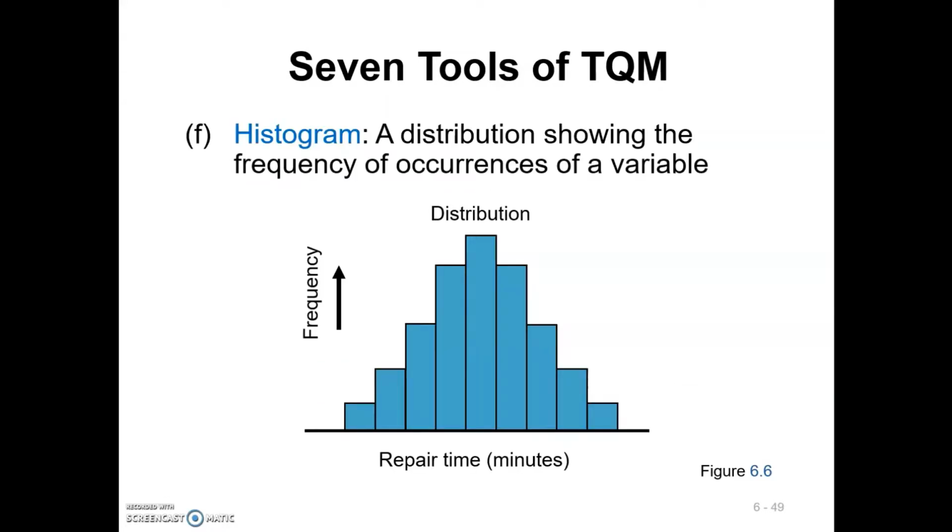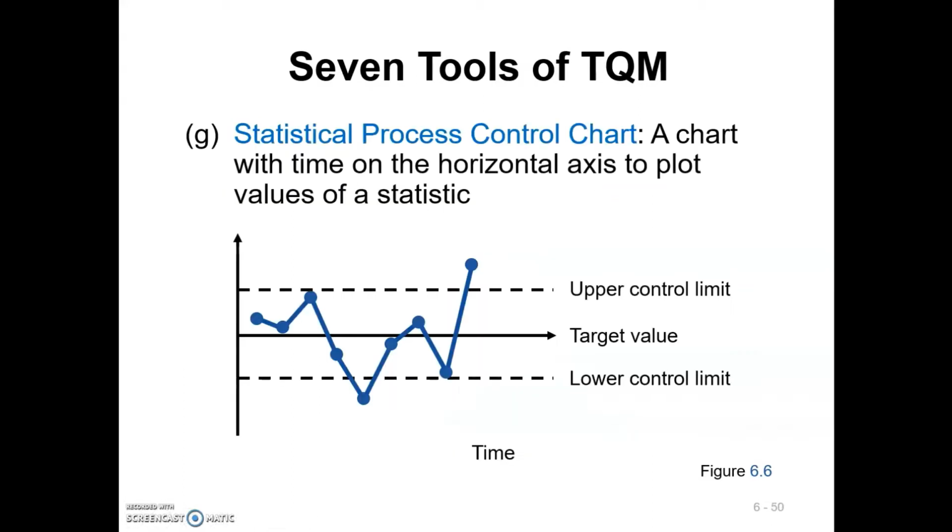Next is histogram, and this is a type where you identify problems. A histogram is a distribution showing the frequency of occurrences of a variable. The last type of tools of TQM, also identifying problems, is statistical process control chart. This is a chart with time on the horizontal axis to plot values of a statistic. As an introduction to this SPC chart, any values above the upper or below the lower control limit are deemed out of control. That means there's a problem in the control chart.